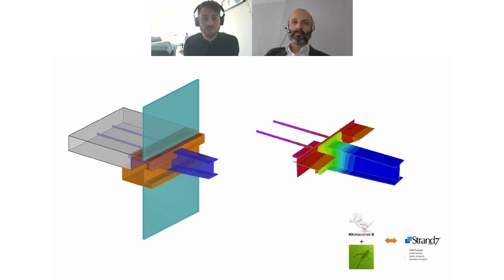So that's an example of how we've used this, utilizing the benefits of Rhino for the geometry side.